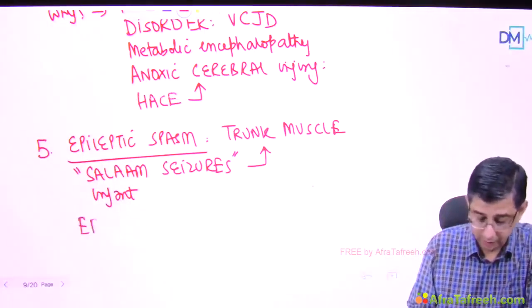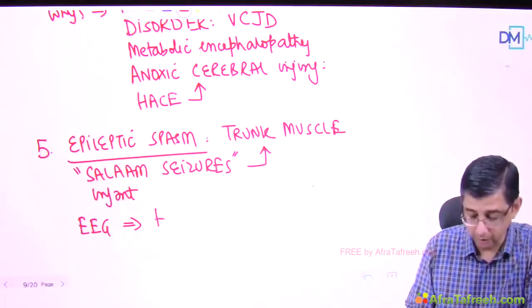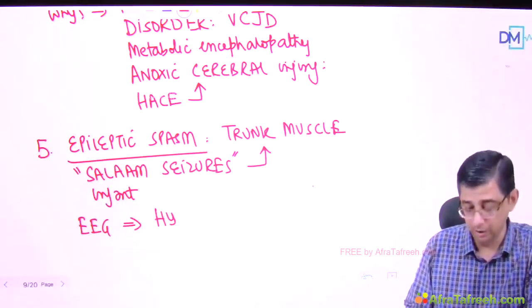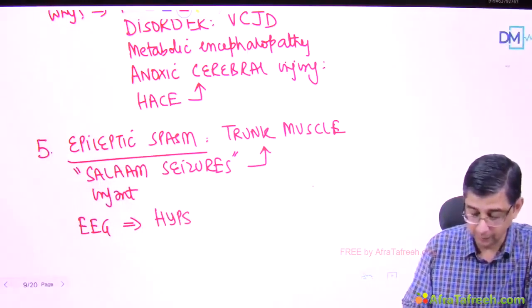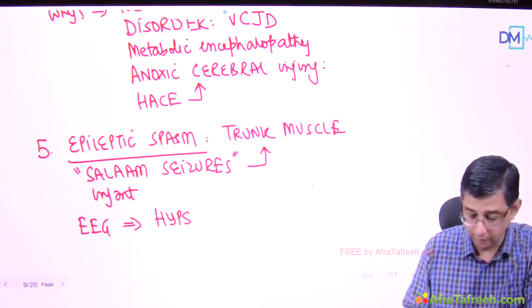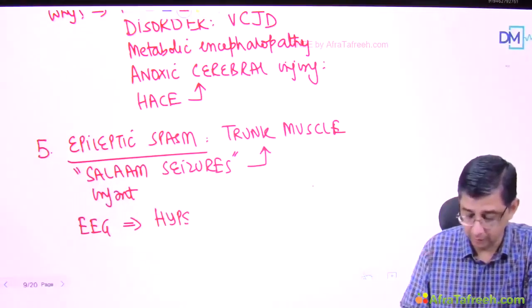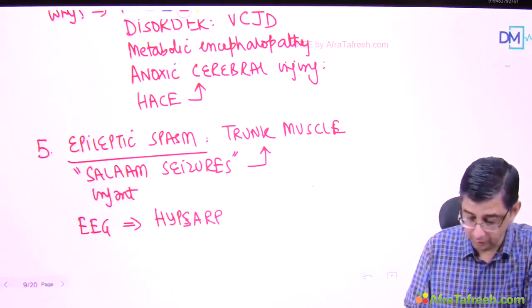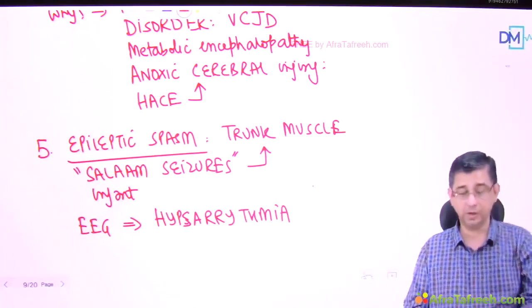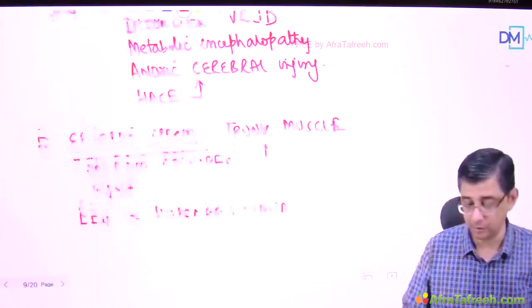The highlight of this epileptic spasm or salam seizure would be a very characteristic term in EEG that is called hypsarrhythmia. In fact, when you read this term for the first time, hypsarrhythmia, it looks like a question of cardiovascular system. It looks like a question from ECG, but it is a question on EEG, hypsarrhythmia.